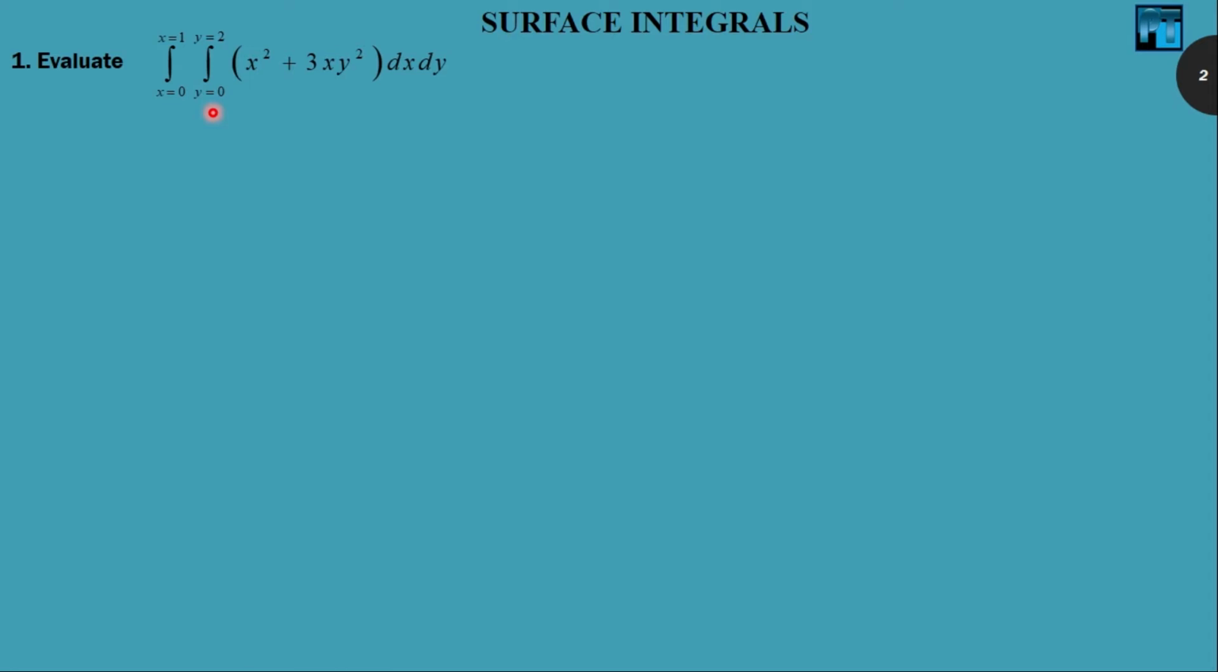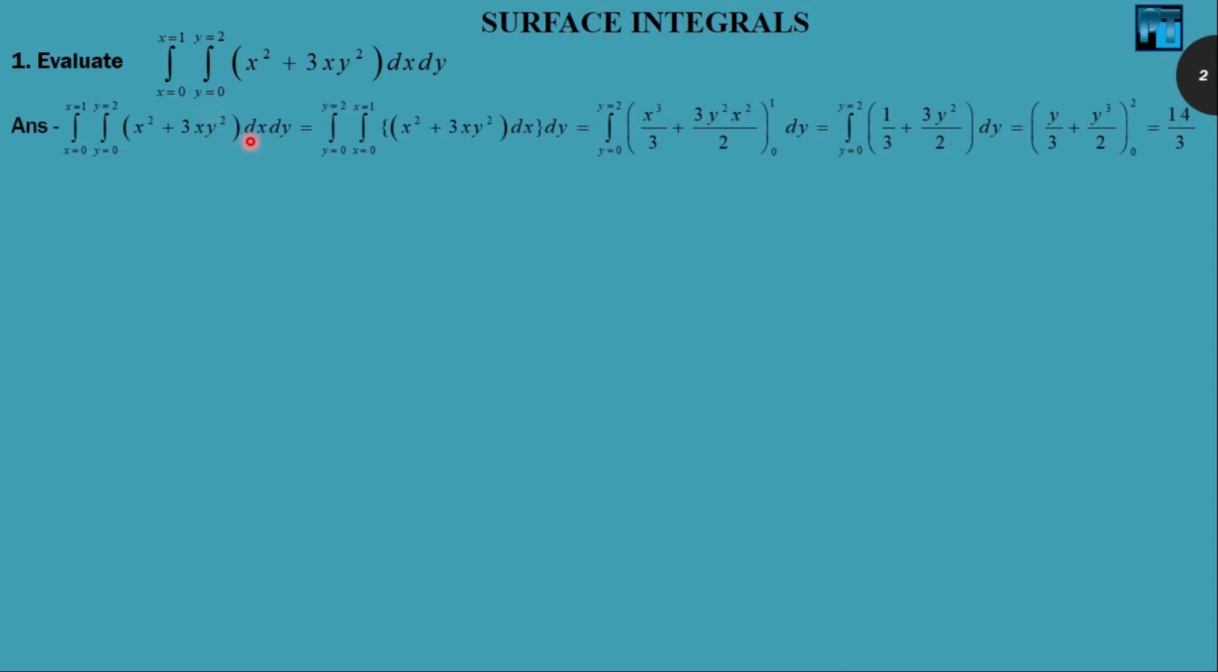And now for this simplest surface integral there are two methods. For the first one, I have done first the x integration, then the y. The second bracket indicates that first only the x integration will take place, keeping y constant. So x square becomes x cube by 3. This x becomes x square by 2, keeping y square constant.